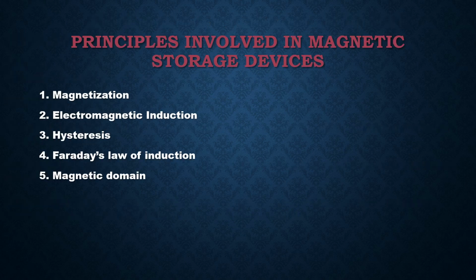In this slide, we are going to discuss the principles involved during storage of data in magnetic storage devices. First, magnetization. Magnetic storage devices use magnetization to store data by recording a pattern of magnetized areas in a magnetic material. Next, electromagnetic induction. The electromagnetic induction principle allows for reading data in magnetic storage devices. Next, hysteresis. Hysteresis is an essential principle used in magnetic storage devices for maintaining the stored data.